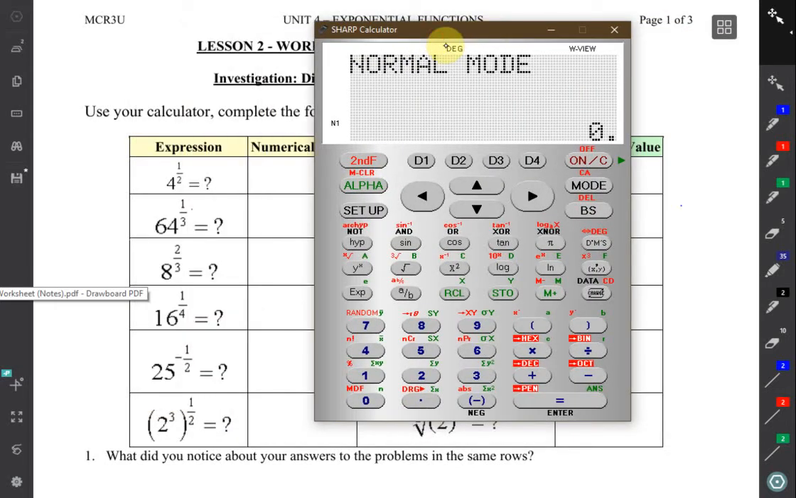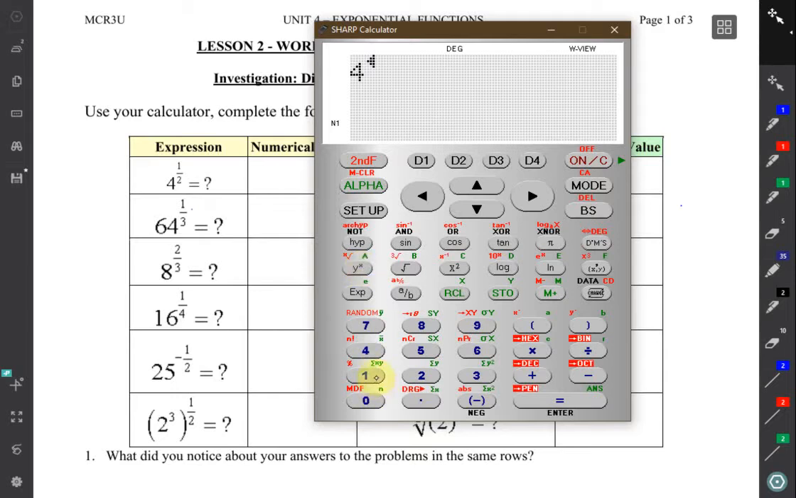So first of all, if I want to do 4 to the exponent of half, I would do 4, click my y to the x button for exponent, and it will depend on your calculator. Some calculators will allow you to put a fraction in here. Some calculators won't. Other calculators might require you to have brackets around this. So you're going to have to experiment with your calculator.